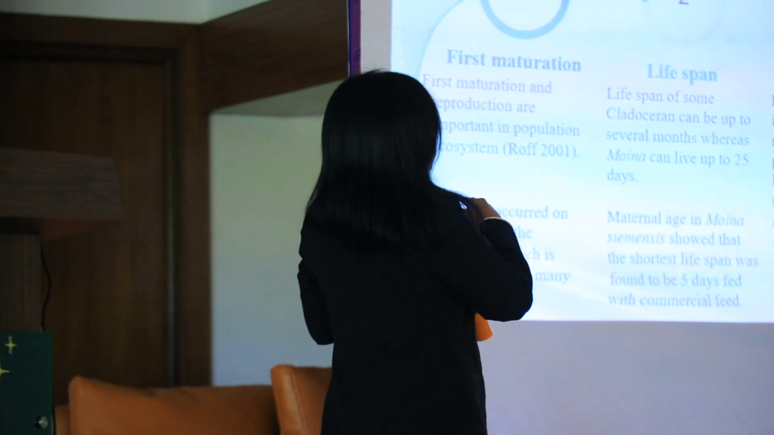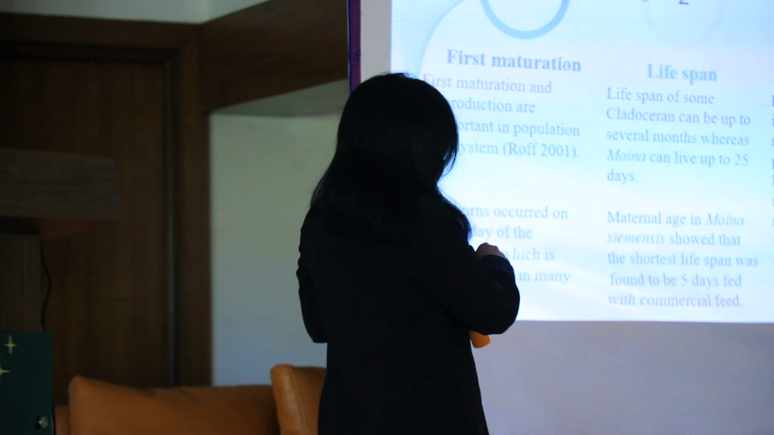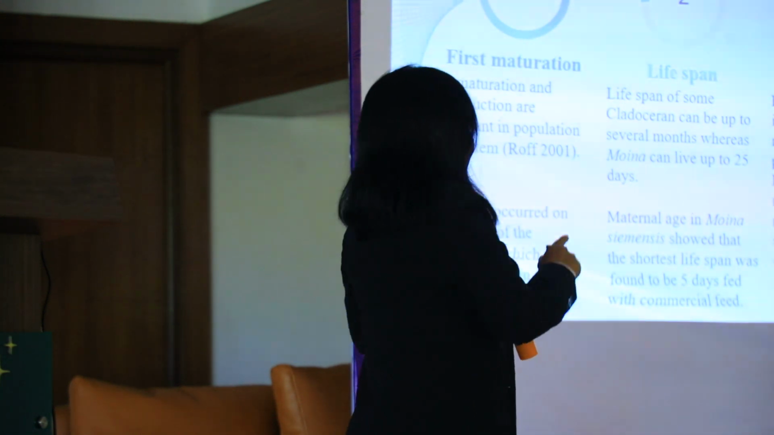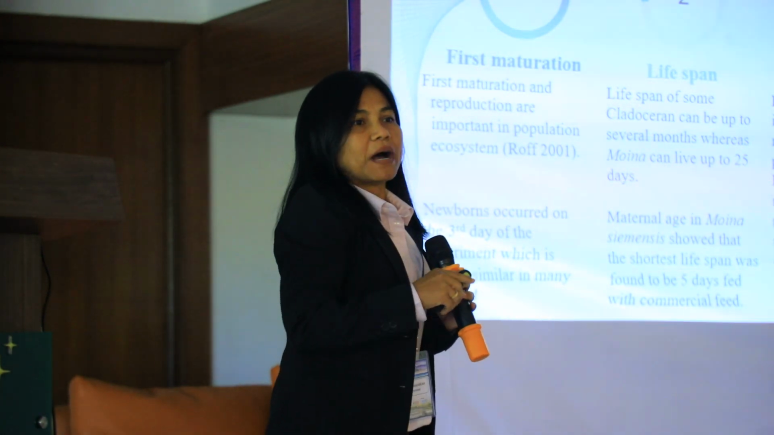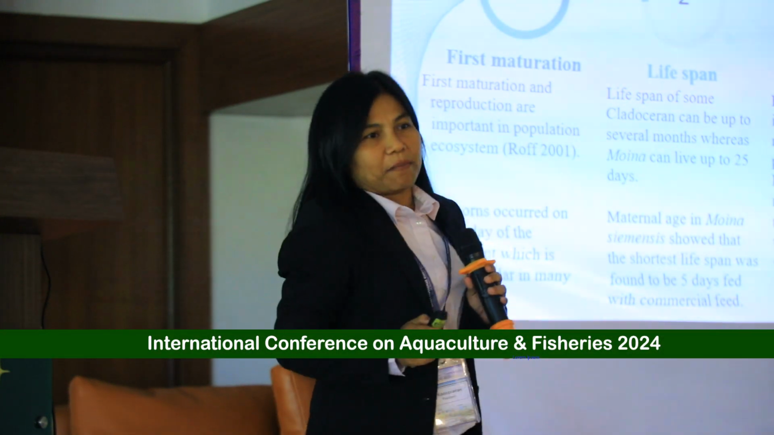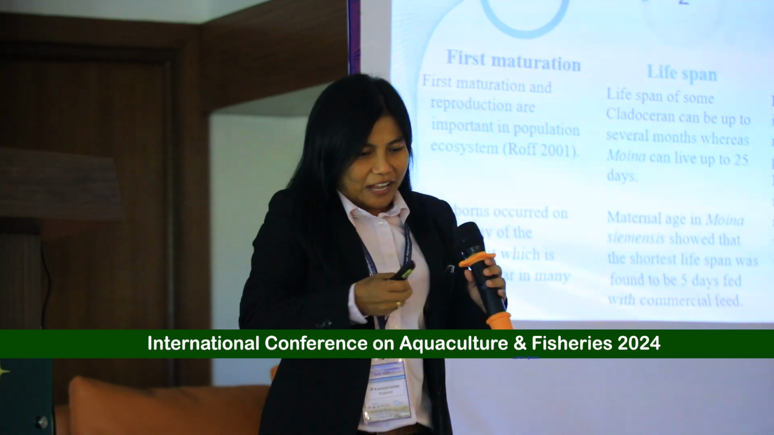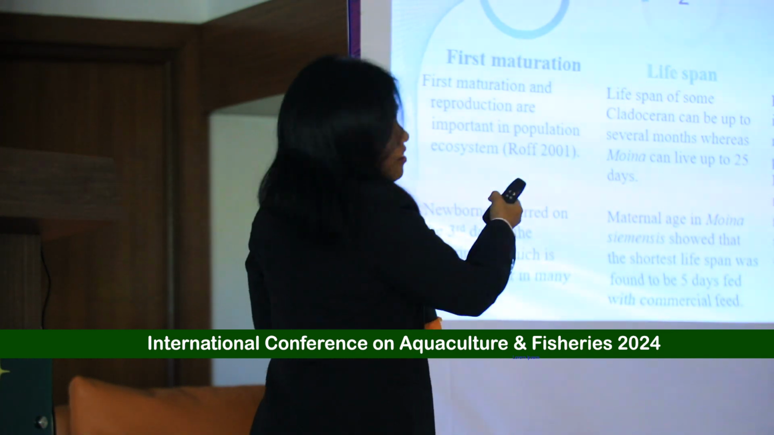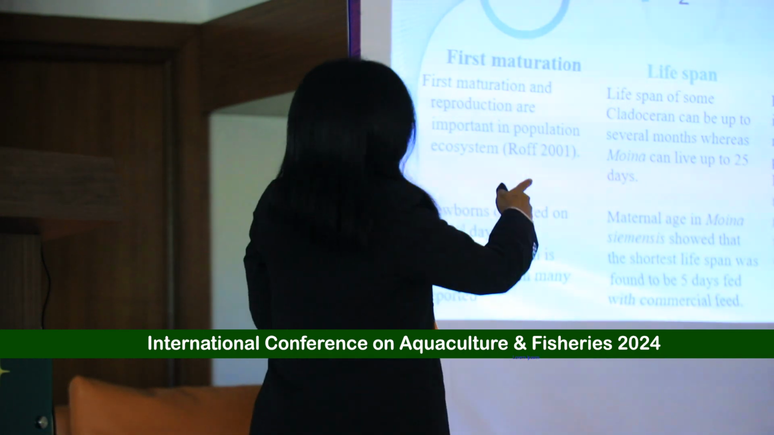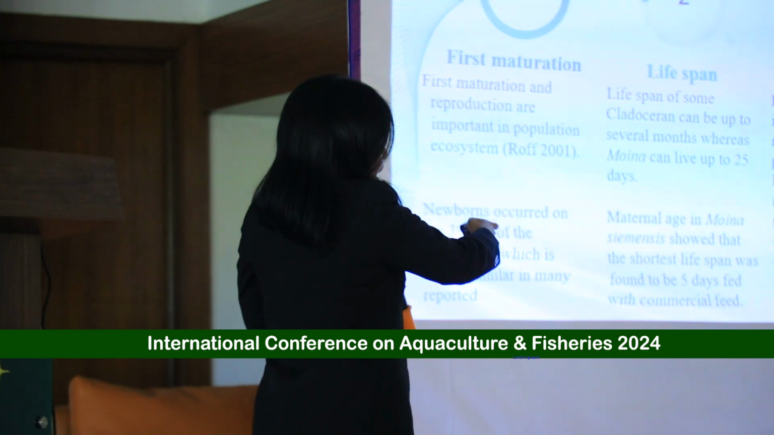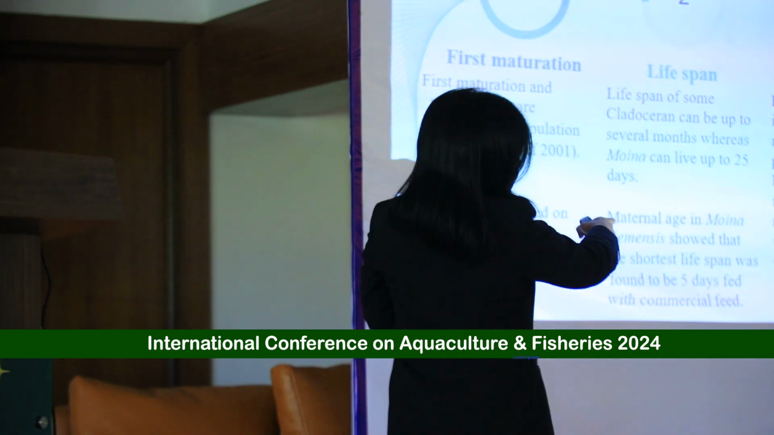The maternal age in the moina in this study was so short, a lifespan of 5 days. Why are they like that? Because the feed has a main effect on the mommy, let's say. When the mommy has many babies, like your babies take everything from mommy, and then mommy is not strong enough to have more than 5 or 6 babies, something like that. Why do the moina mothers have so many babies in the commercial feed?